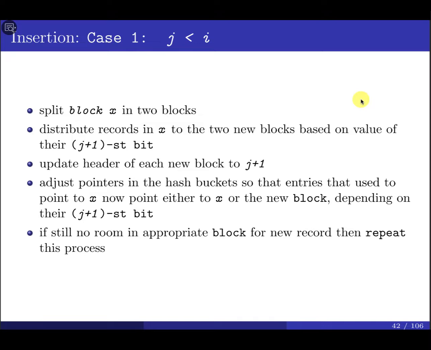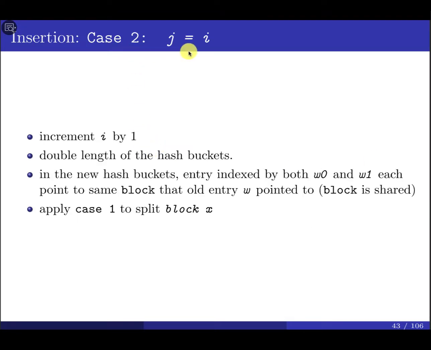And I'm going to repeat them in the example and also in the exercise that we're going to solve together. If the value of j equals i, I want to split, but I can't. I need to do one extra step.